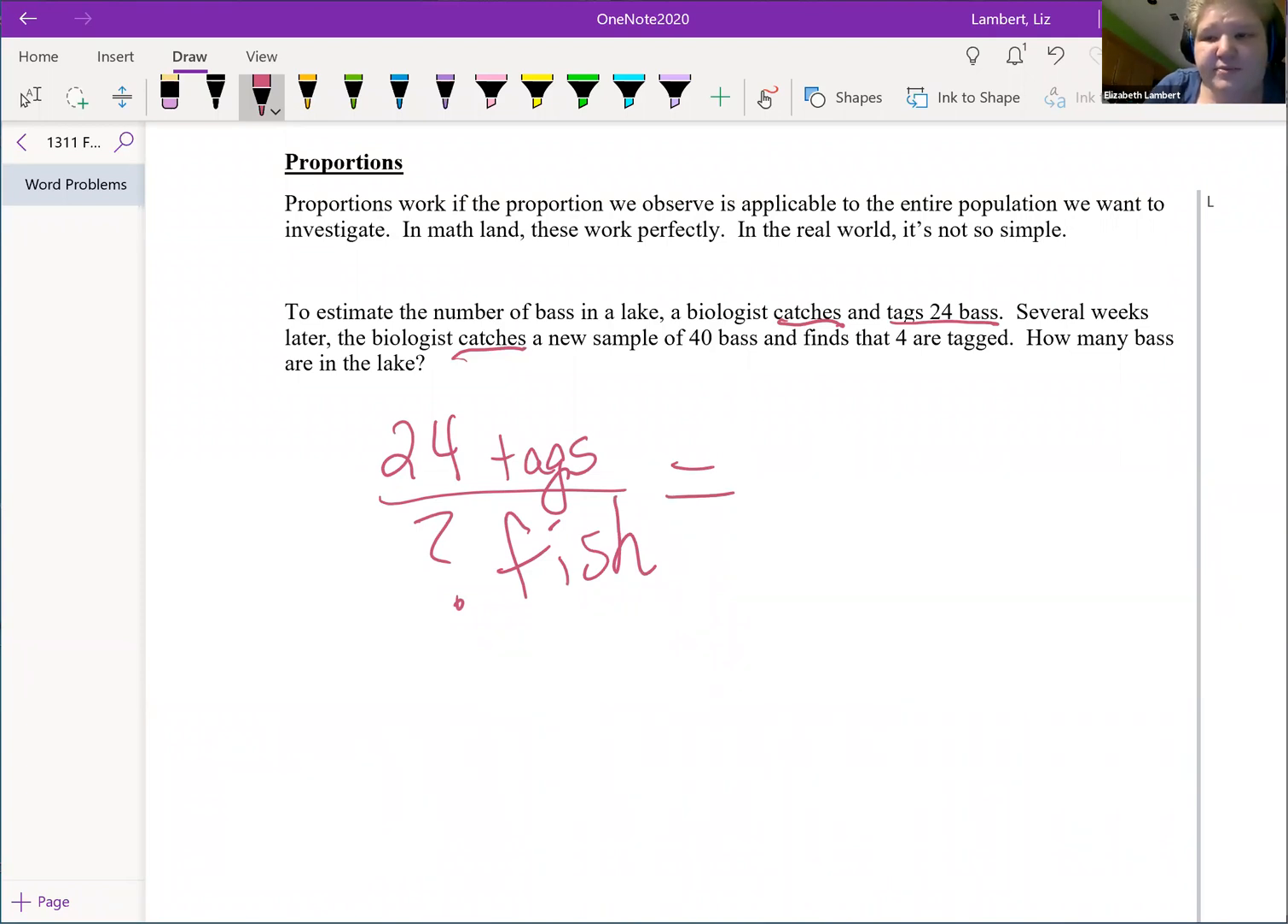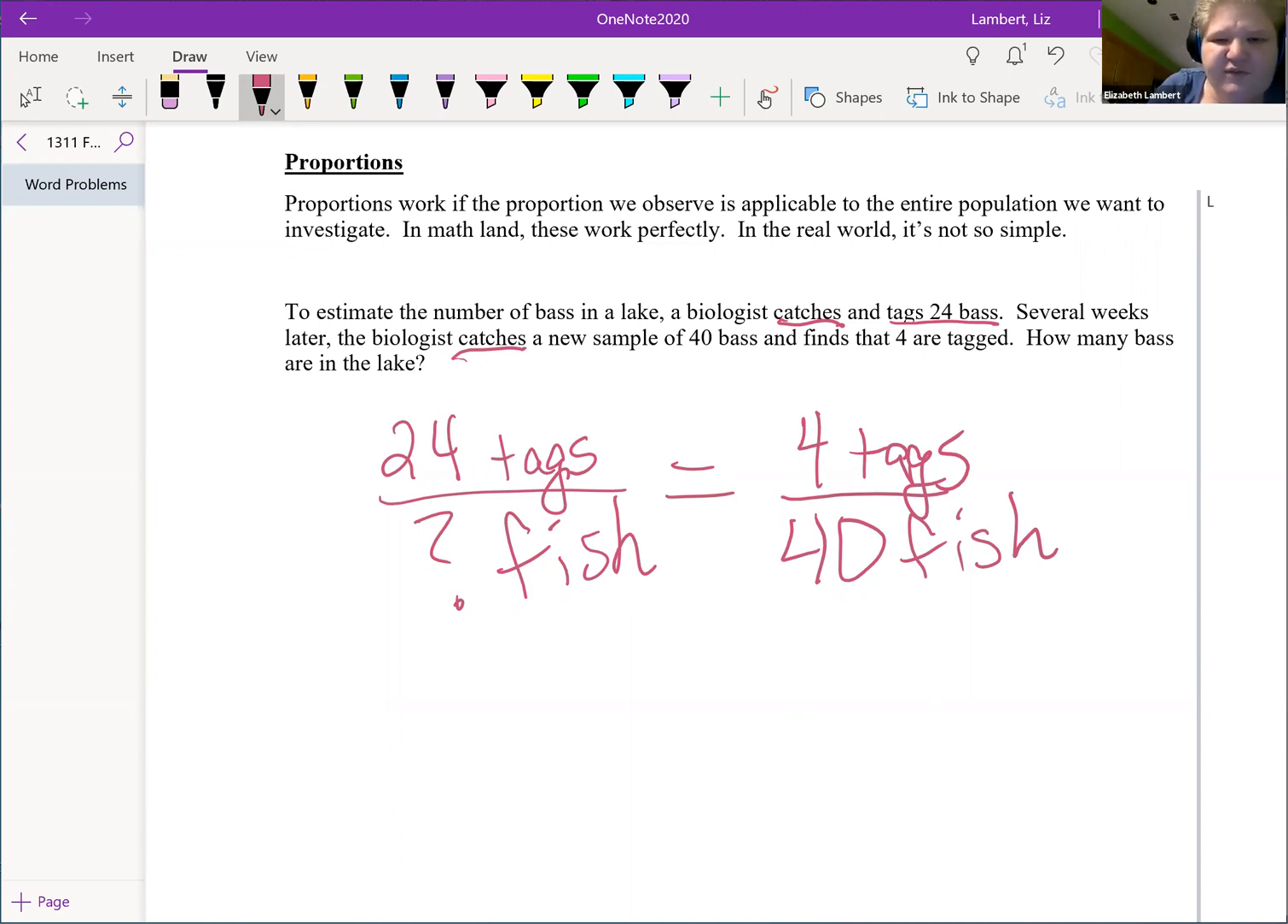Then later on, assuming the proportion is still true, which in Mathland it is, people, don't go fishing, don't mess with this. In his new sample, he caught 40, and there are 4 tags out of the 40 caught. All right, so we got 24 out of unknown and 4 out of 40 tags versus total fish, and then our small sample here is 4 tags out of 40 fish.